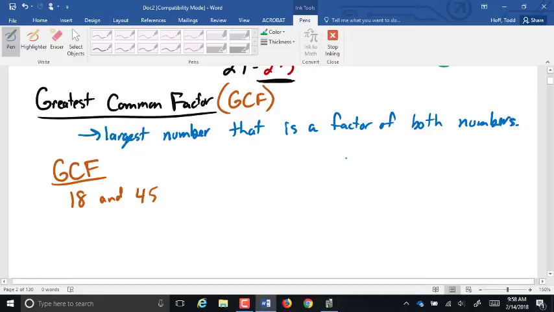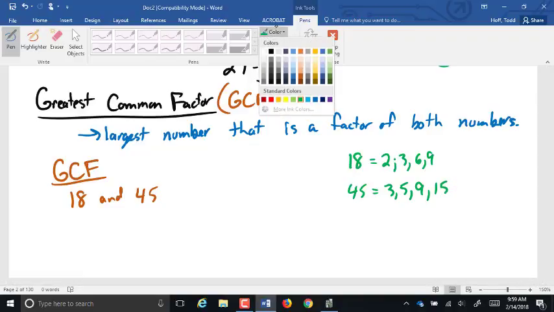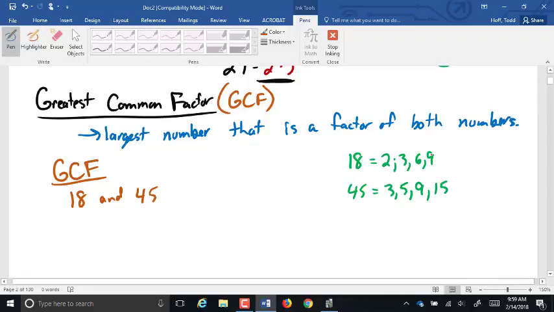Well, I could list out all of the factors of 18. 18 is divisible by 2, 3, 6, and 9. I could list out all the factors of 45. There's 3, 5, let's see here, 9 and 15, right? That's all of them for 45. If we look at that list, we can see the largest one that's in both lists is the 9. But could we have found that without having to make the complete list?